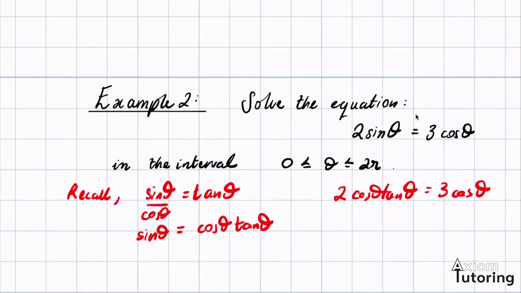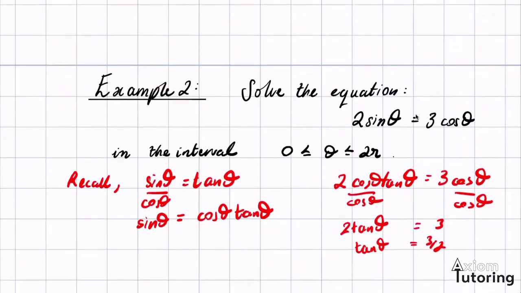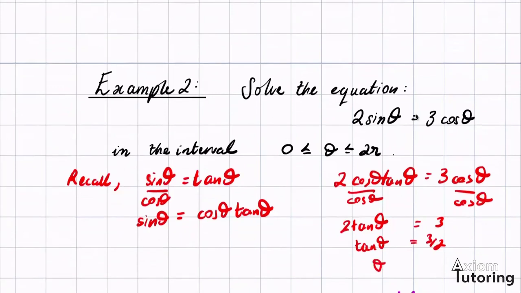But for now, let's divide both sides by cos theta. So what do we get from doing that? On the left-hand side, we just get 2 tan theta. On the right, we just get 3. And so rearranging a little bit, we get tan theta is equal to 3 over 2. And so theta will be equal to the inverse of tan of 3 over 2. And that's our first solution.